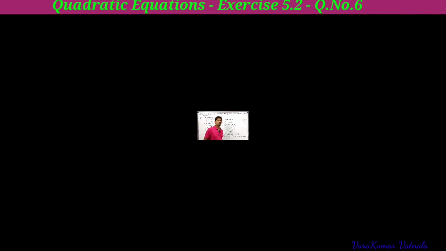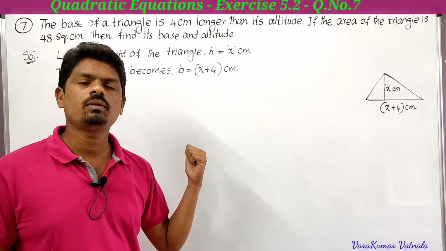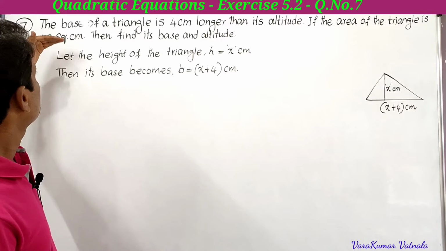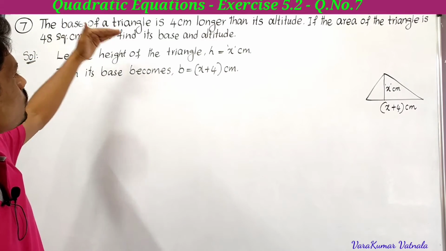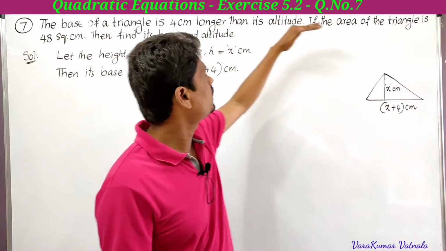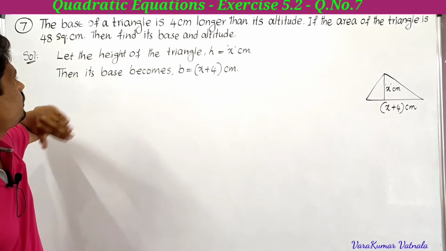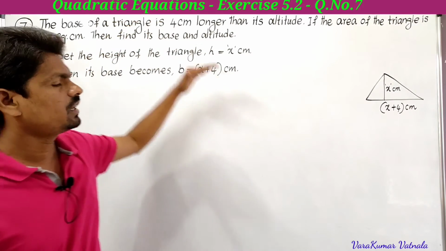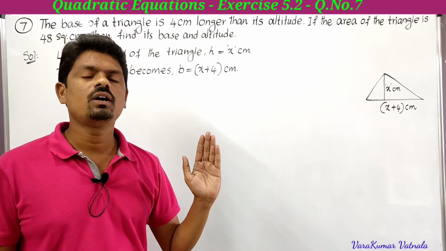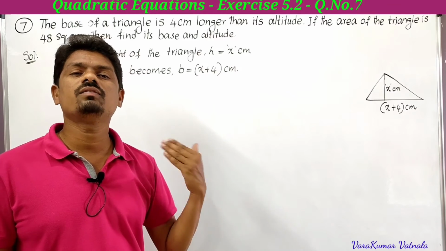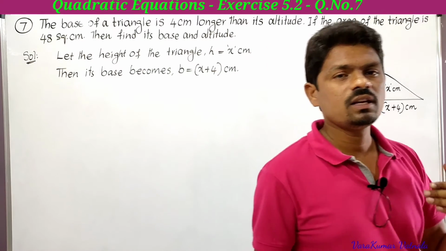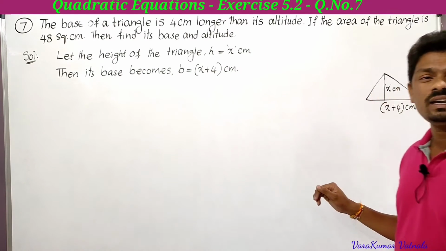Next, we have to solve the seventh problem. This is the seventh problem from 5.2 exercise. See here what he is asking us to find. The base of a triangle is 4 cm longer than its altitude. If the area of the triangle is 48 square centimeters, then find its base and altitude. So here he is comparing the base of the triangle with its altitude. Altitude is nothing but height. So here the base is 4 centimeters longer than its height.